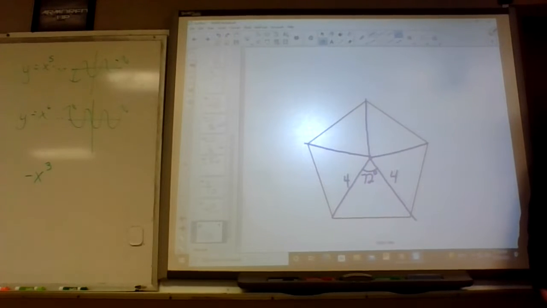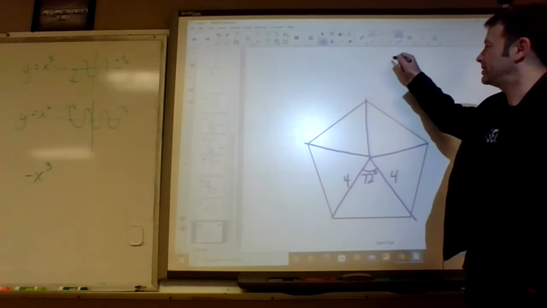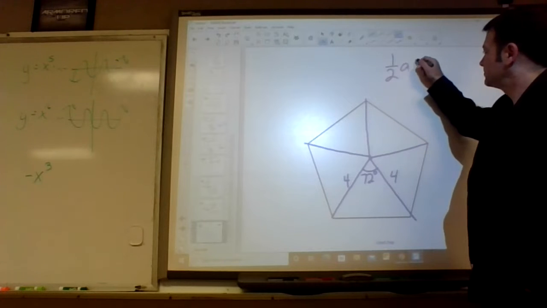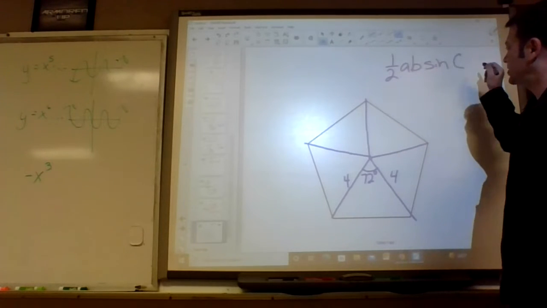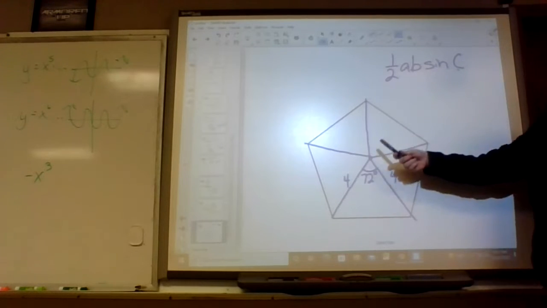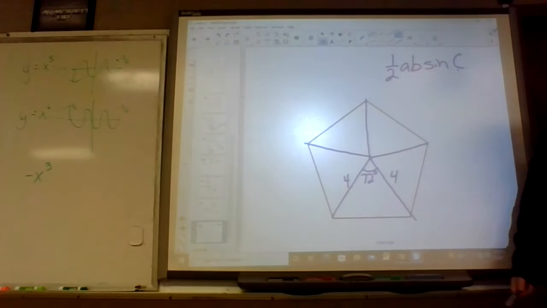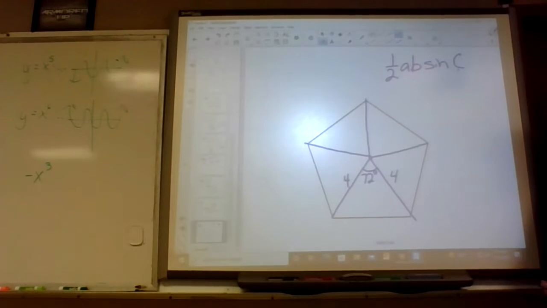Okay, so now you can do the area formula. You guys remember that area formula? One half AB sine C. So one half side times sine of the angle times side. Guess what we have? Side, angle, side.